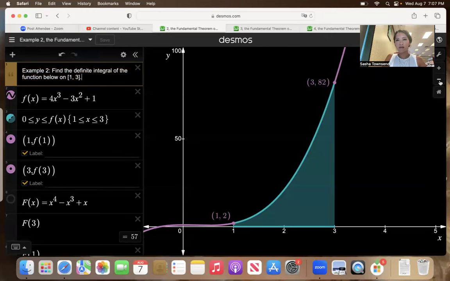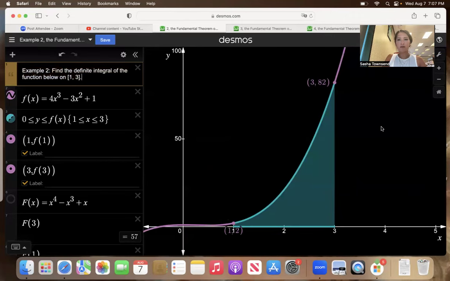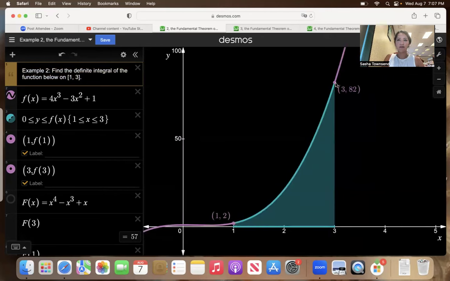So here's our graph. It's a cubic polynomial, but we're just interested in this part between x equals 1 and x equals 3. Actually got a very large y value at x equals 3 of 82. So that's our area. And the function's positive there. So we really are just getting an area between this function and the x-axis and the vertical lines x equals 1 and 3.